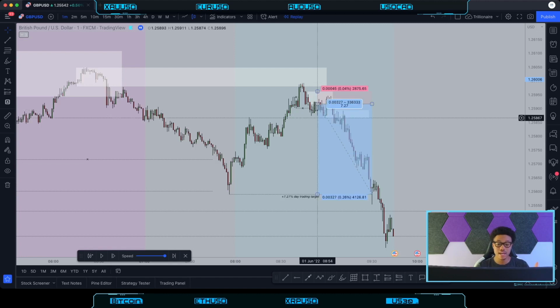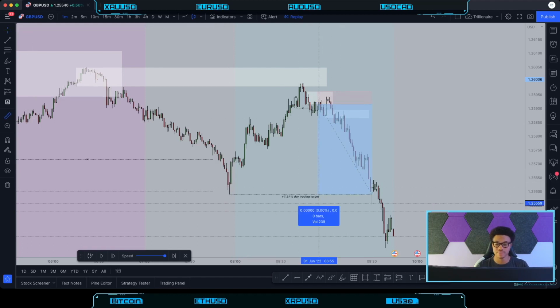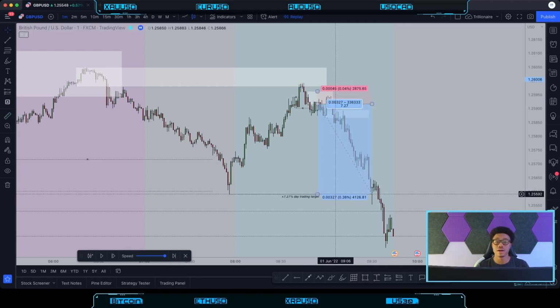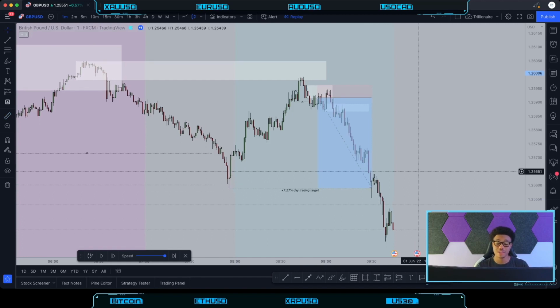So we can see here, my first target was set right down here around 7.27%, and this was our day trading target. We can see that that was hit within the first 35 minutes. This target was hit. Absolutely beautiful. That is 72% of an FTMO account challenge, or any funded challenge for that matter, completed within 35 minutes.